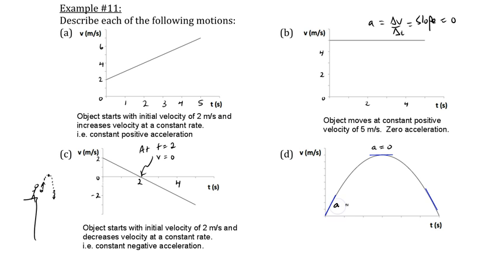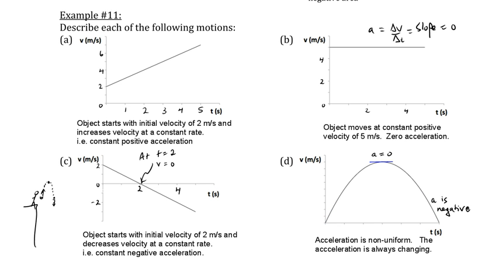Here, the acceleration is positive. And then over here, we have an acceleration that is negative. So in this particular case, our acceleration is never constant. It's always changing. So in this particular case, the acceleration is non-uniform. I suppose we could call it accelerating acceleration.